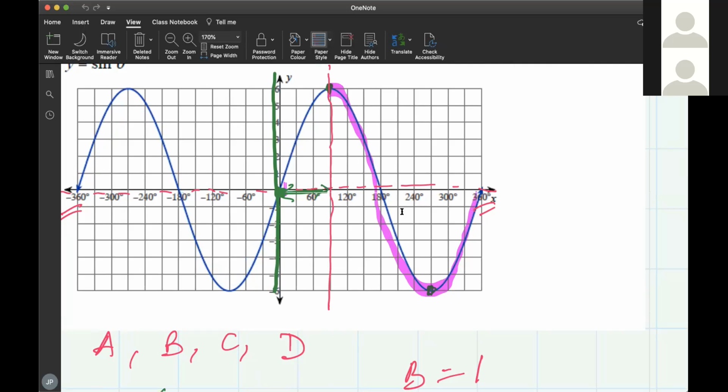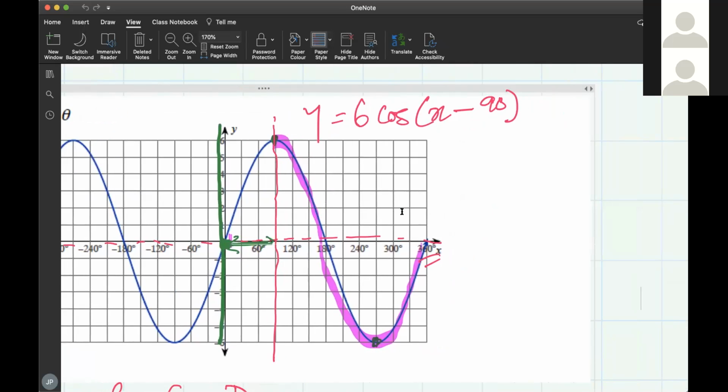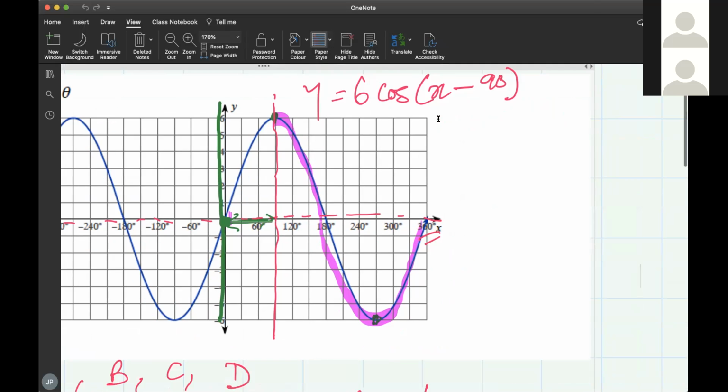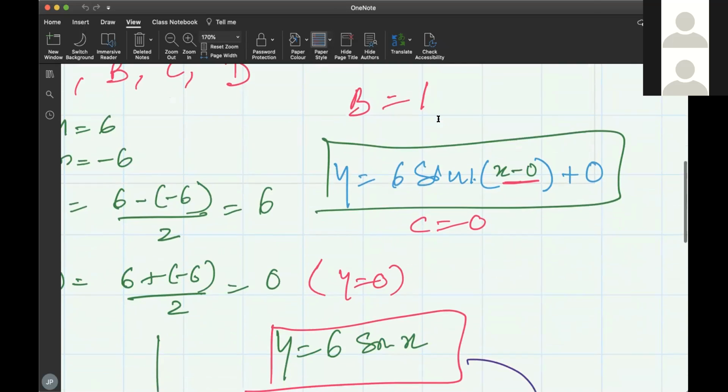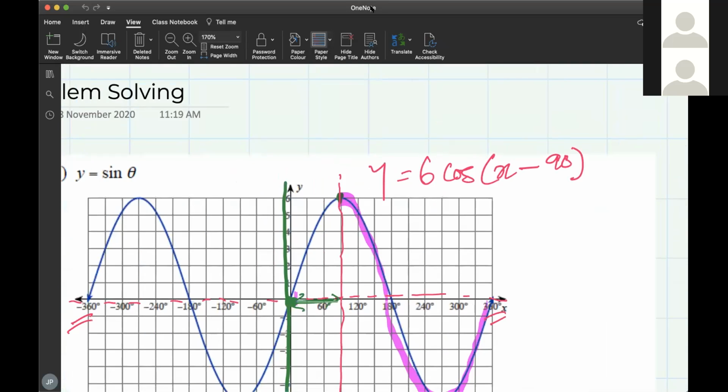So the graph is actually y equals 6 cos(x minus 90), and there's no D, no vertical shift. That would be the same graph. Let's check whether they're the same graphs, because if they are, they have to match. They need to be on top of each other. So let's check 6 cos(x minus 90) and 6 sine x. Then we'll give one more question, and that'll be good for today, I guess. So let's go to that.